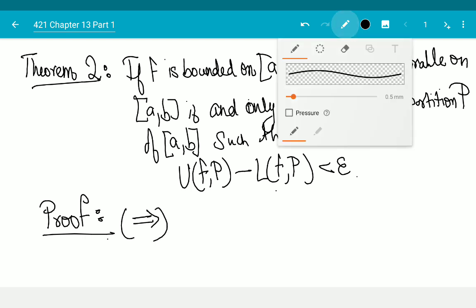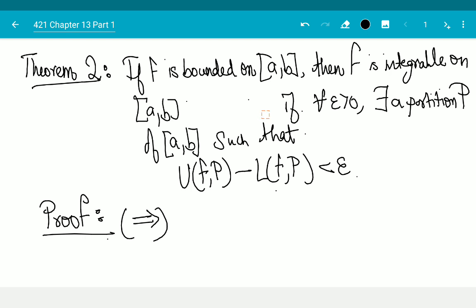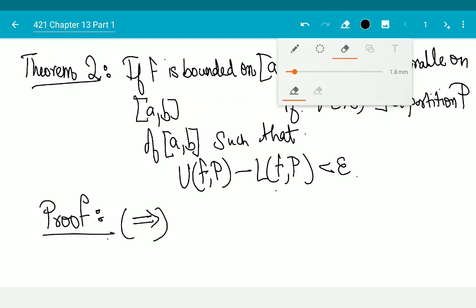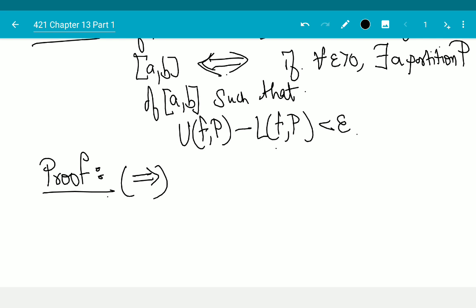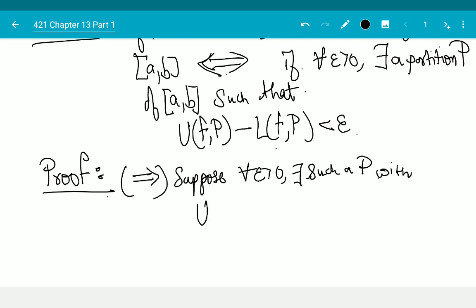Okay, so actually let me just do this. Instead of if and only if, let me just write it this way, just so that my arrows make sense. Suppose for every epsilon greater than 0, there exists such a P with U of f comma P minus L of f comma P is smaller than epsilon.